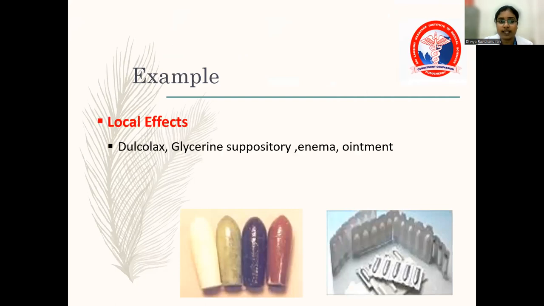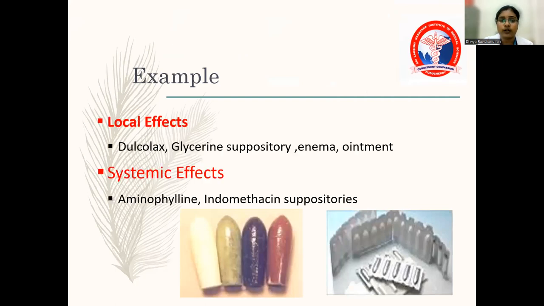So these are some of the examples for rectal route. For local effects, like Dulcolax, glycerin suppositories, enema, ointment, these are all for local effects. For systemic effects, like aminophylline, indomethacin suppositories. So here the picture depicts the suppositories which can be given through rectal route.